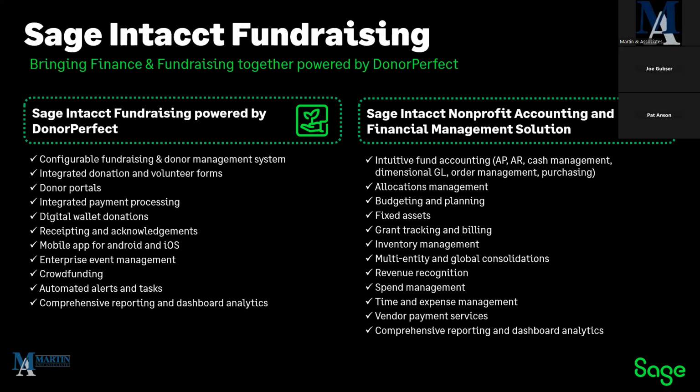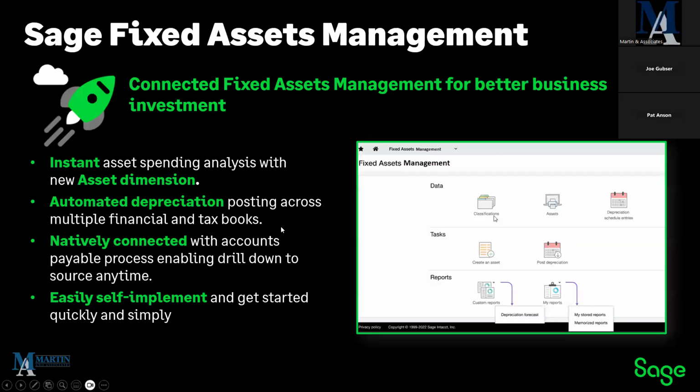office accounting side for your AP, AR, cash management, GL, allocations, budgets, fixed assets, all this good stuff on Intacct that we've been talking about. So they integrate those two together in one, for both the fundraising side and the back office accounting side. You have the ability to do fixed assets as well and track them in the system.